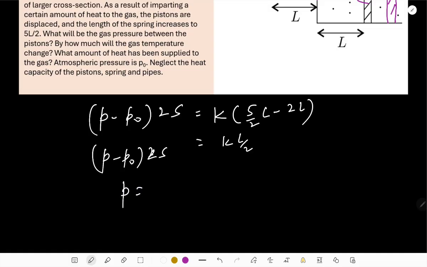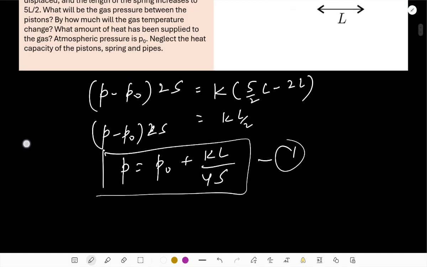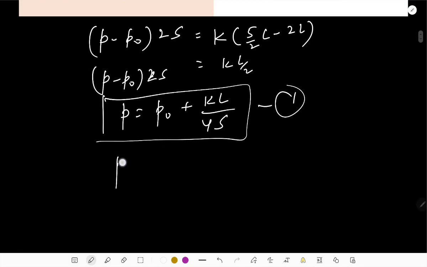I can find the value of P here, and that gives us P naught plus KL by 4S. From this equation I can get the inside pressure in this equilibrium state. And with the gas law, I can write the equation for the initial and final equilibrium states, and I'm going to write it.